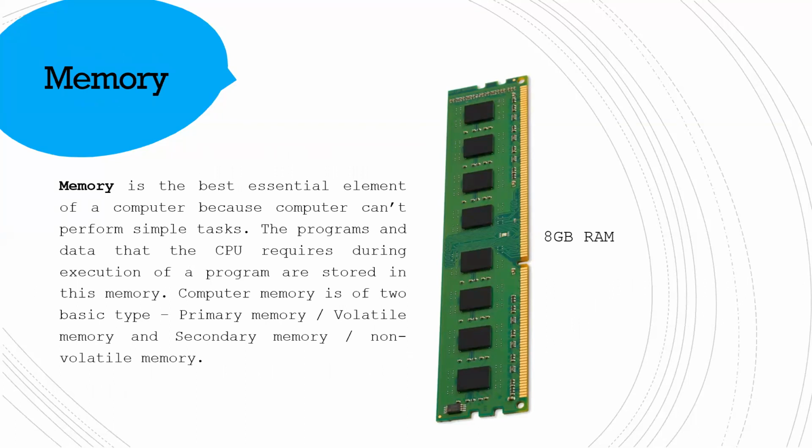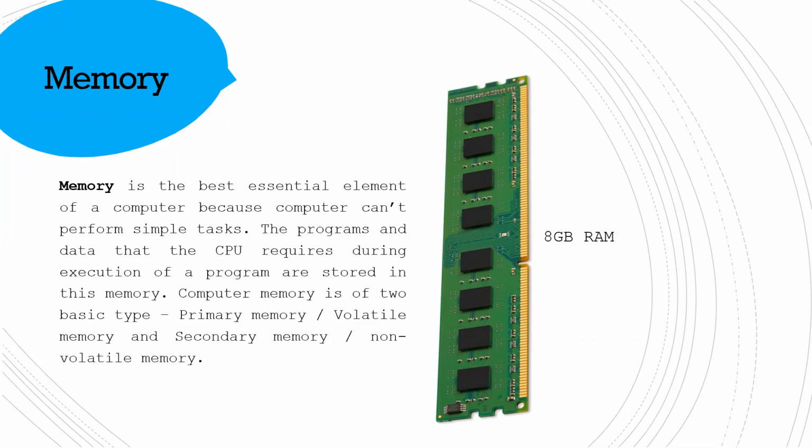The memory is the most essential element of a computer, because a computer cannot perform simple tasks without it. The program and the data that the CPU requires during execution of a program are stored in this memory. Computer memory is of two basic types. One is primary memory, another one is secondary memory.